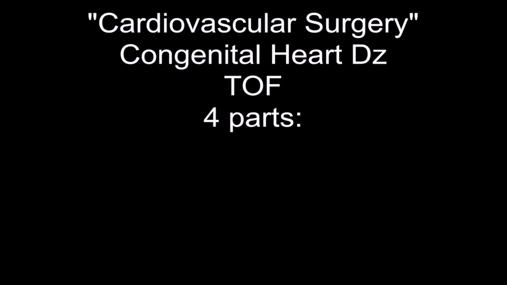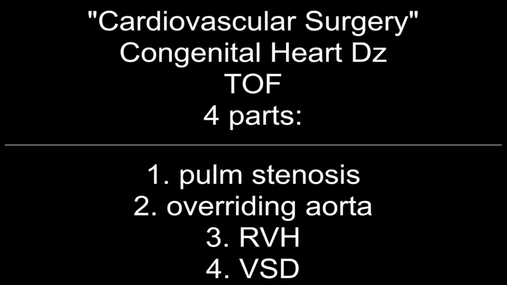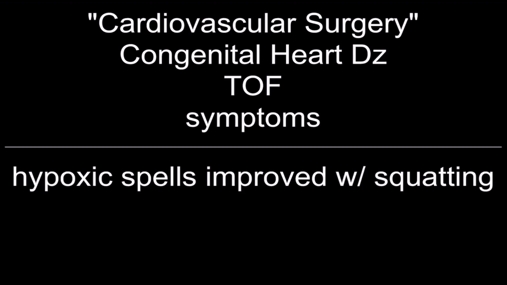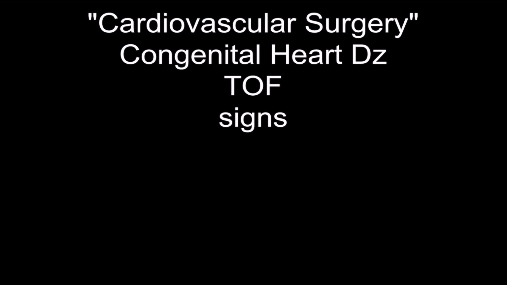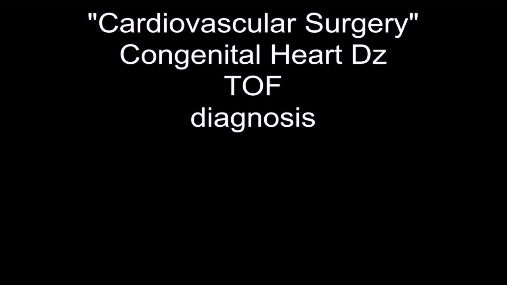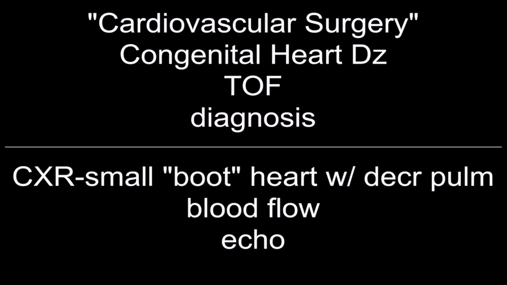Tetralogy of Fallot, what are the 4 parts? Pulmonary stenosis, overriding aorta, right ventricular hypertrophy, and VSD. Tetralogy of Fallot symptoms. Hypoxic spells improved with squatting. Tetralogy of Fallot signs. Cyanosis, clubbing, systolic ejection murmur at the 3rd intercostal space. Tetralogy of Fallot diagnosis. Chest X-ray, small boot-shaped heart with decreased pulmonary blood flow, and echo.